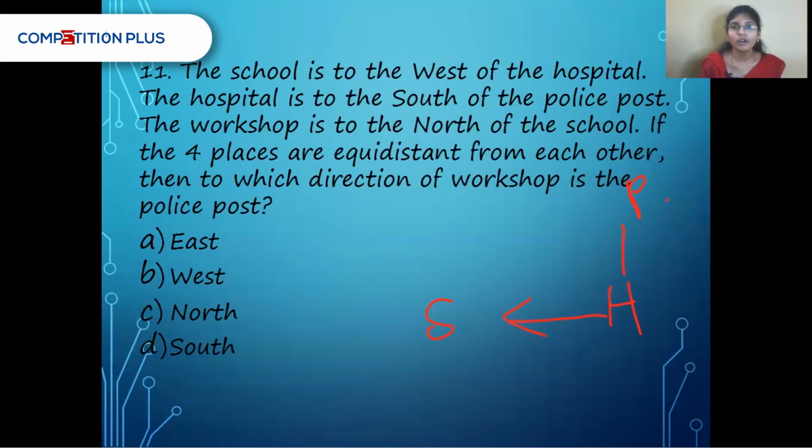And the workshop is to the north of the school. So school is here. To the north we have the workshop. If these four places are equidistant, what is the meaning of the word equidistant? Equidistance means they are equally distanced from each other. That is, they are in the position of forming a square where all four sides are equal. The same way these four places are located at equal distance from each other. Then to which direction of the workshop is the police post? So this is nothing but the east direction.